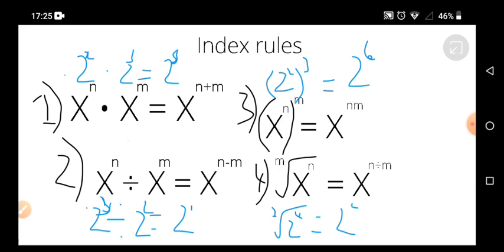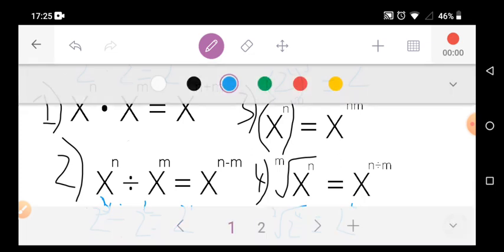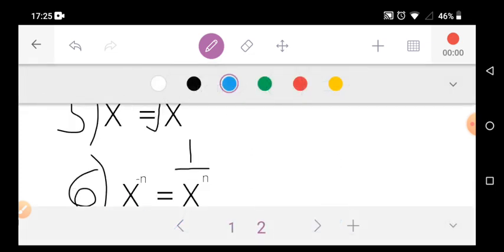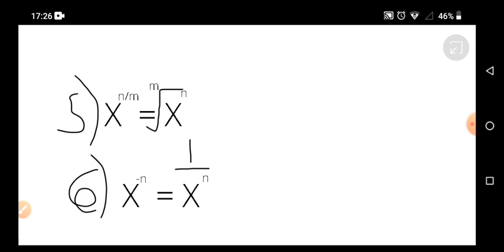Okay, so if I move on to the next page, I get here that rule 5 is x to the power of n over m, as a fraction. That will give us the mth root of x to the n. I'm not going to prove that because that's the reverse of what we've just seen. It's interchangeable with that rule.